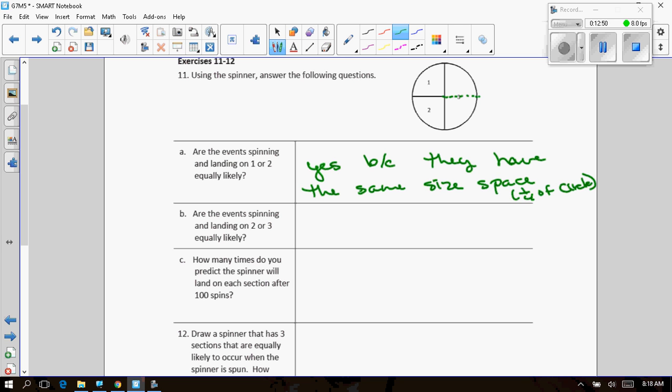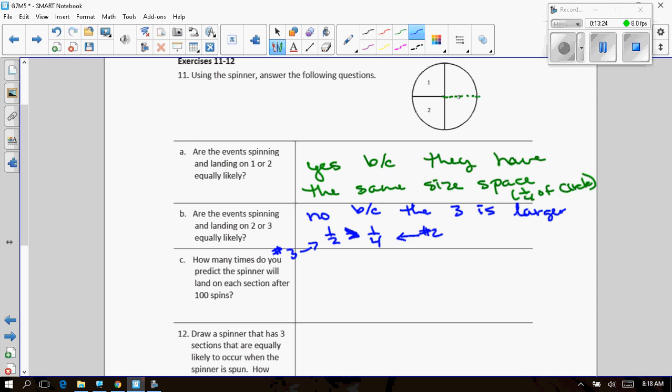Are the events of getting a 2 or 3 equally likely? No, because the 3 is larger. In fact, it's half of the circle, and that's not the same. It's greater than the 1/4 for the 2. The 3 has half the circle, and the 2 only has 1/4 of the circle.